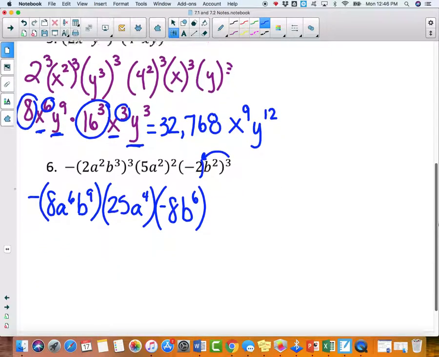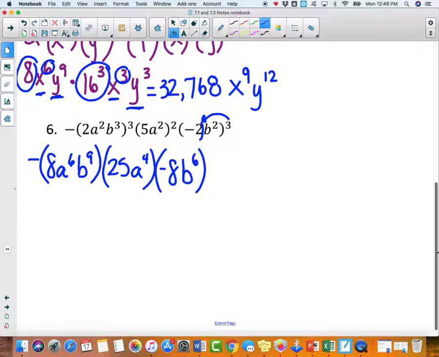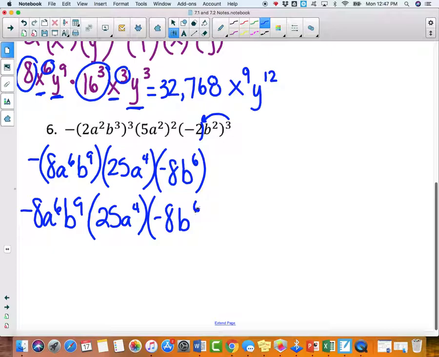So then I can multiply this negative times 8 makes that a negative 8. A to the 6th, b to the 9th, times 25, a to the 4th, times a negative 8, b to the 6th. 8 times 8 is 64. A negative times a negative is a positive. 64 times 25 equals 1,600. So I've taken care of the constants first. I took care of that, that, and that.